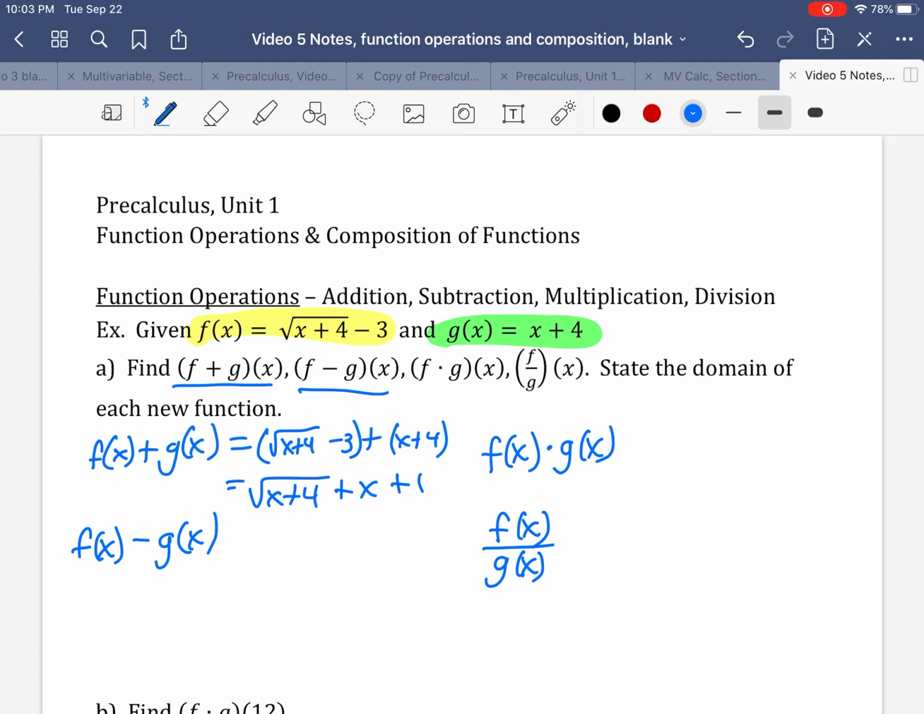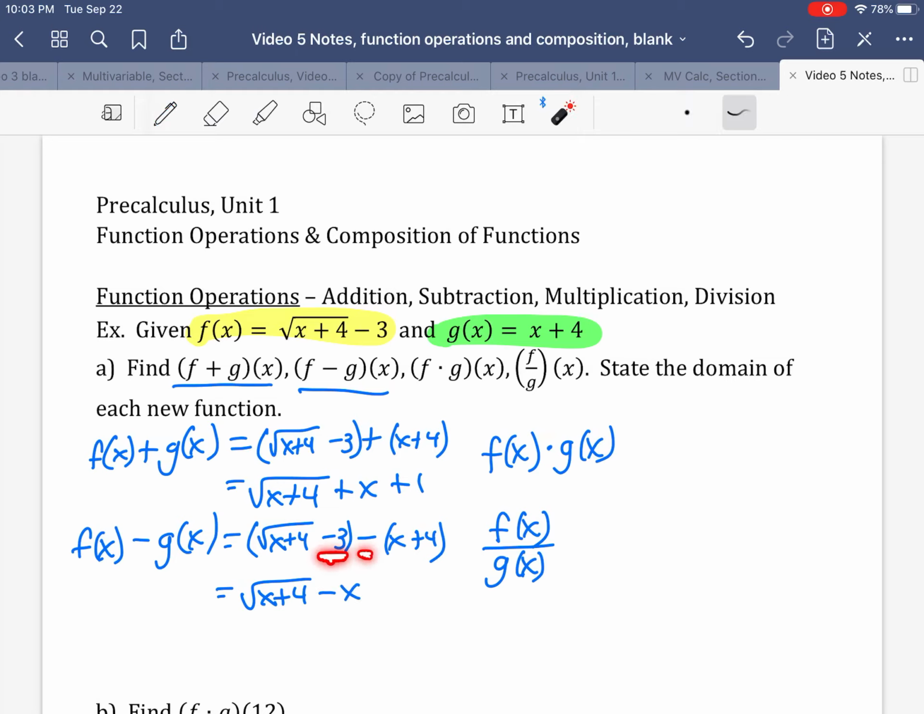I'm done. All right, subtraction. The only difference with subtraction is we're just going to have to worry about some signs. So square root of x plus 4 minus 3 minus x plus 4. Again, the square root of x plus 4 just stays there. I'm going to put the x part next, but it has a minus in front of it, so I'm just going to put minus x. And then at the back I have negative 3, but this time it's minus 4. So negative 3 minus 4 is negative 7. There's not a whole lot to do.